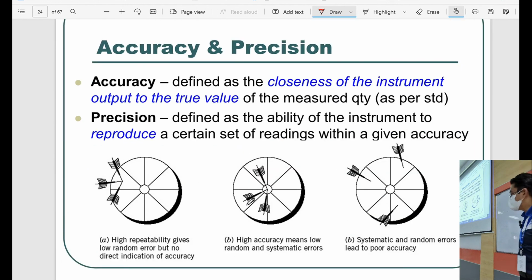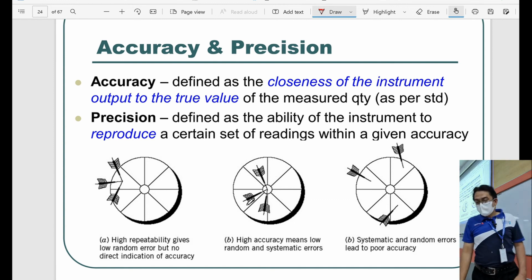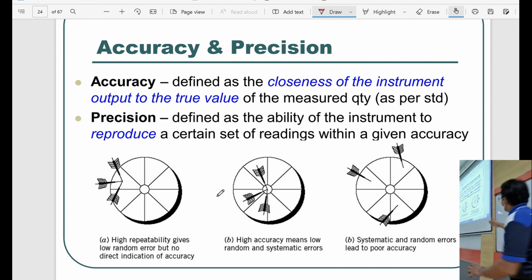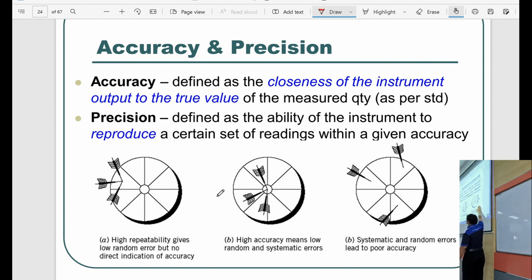Okay, so this is just a simple explanation of accuracy and precision. This one is high repeatability but not accurate. This one is high accuracy, good repeatability, and that one is bad in everything. Usually if this one happens, that means your system is actually good. You only have to remove the systematic error.